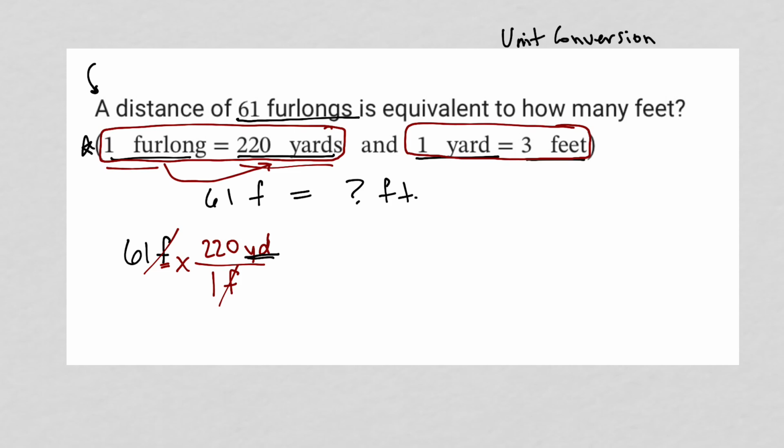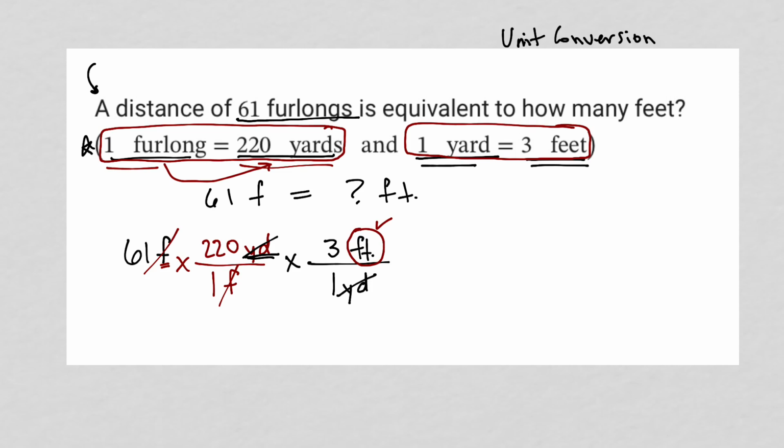Now, yards is not exactly what I want to end up with, right? I want feet in my final answer. So that's how I know that I'm not finished. I need to multiply again. This time, I'm going to use the relationship between yards and feet. So again, I'm going to have my 1 yard in the denominator so that the yards can cancel out, and then my 3 feet in the numerator so that I can introduce the unit feet that I actually want. So at this stage, all of the units that I do not want, furlongs and yards, are both crossed out, and only the unit that I do want, feet, remains.